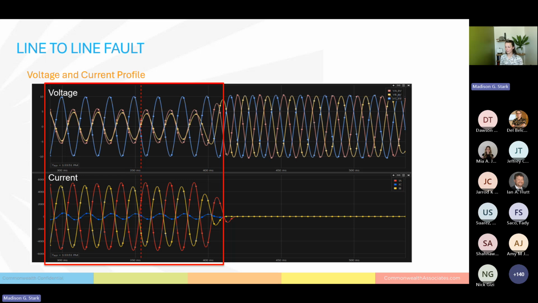This is a line-to-line fault. This is actually the second half of that previous graph. So what you see here is you have two faulted phases, which are going to be your A and B phase, the pink and the yellow, and then your current as well, the red and the yellow. So your current is going to increase in both faulted phases, and your voltage is going to decrease in both faulted phases. And then right here, if you're wondering why it goes to zero, this is when the protective device trips.